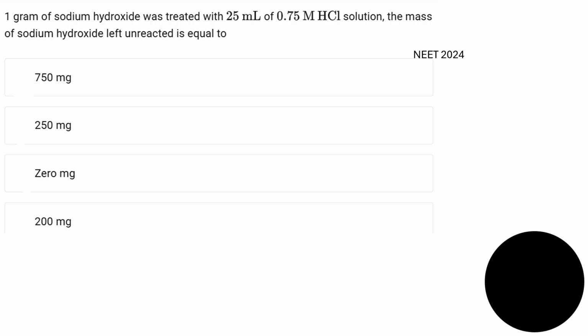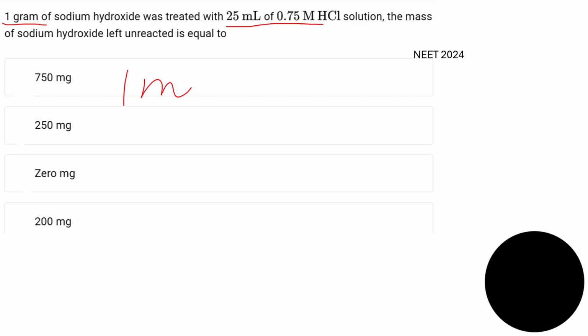Next, another simple question. These are the basic concepts. 1 gram of sodium hydroxide was treated with 25 ml of 0.75 molar HCl solution. The mass of the sodium hydroxide left unreacted is equal to, which means 1 gram of sodium hydroxide reacts with 25 ml of 0.75 molar solution. We should take a common unit, so that we can find the unreacted sodium hydroxide. We can convert the two things into moles very easily.